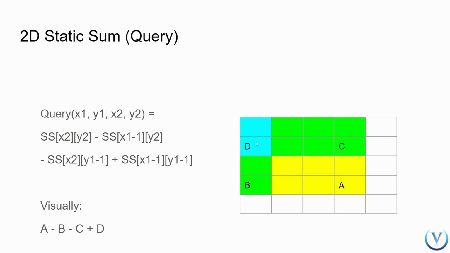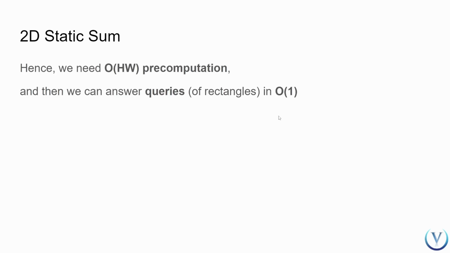This can clearly be extended to 3-dimensional static sum and beyond. Pre-computation can be done in O(HW), where H is the height and W is the width of this grid. And then we can answer queries of sub-rectangle sums in O(1) time, because it's just 3 arithmetic operations. Here are some questions that you can work on for 2D static sum. Next, we'll talk about the longest increasing subsequence.